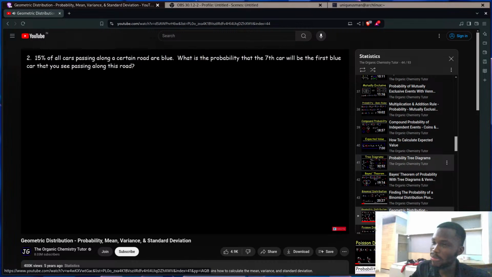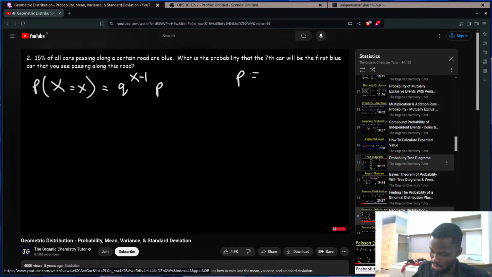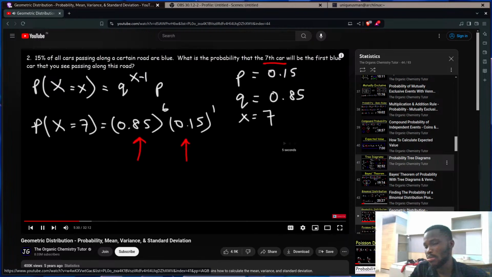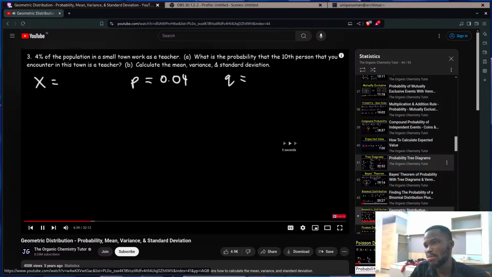Number 2. 15% of all cars passing along a certain road are blue. What is the probability that the 7th car will be the first blue car that you see passing along this road? So let's write the formula first. The probability of successfully seeing a blue car is 15%, or 0.15 as a decimal. So the probability of not seeing a blue car is going to be 1 minus 0.15, which is 0.85.